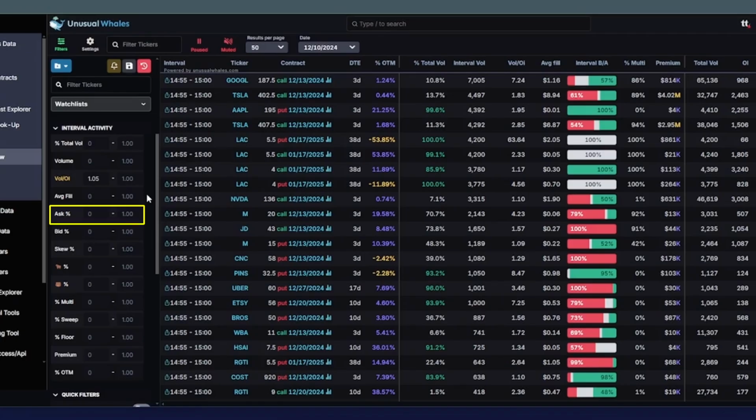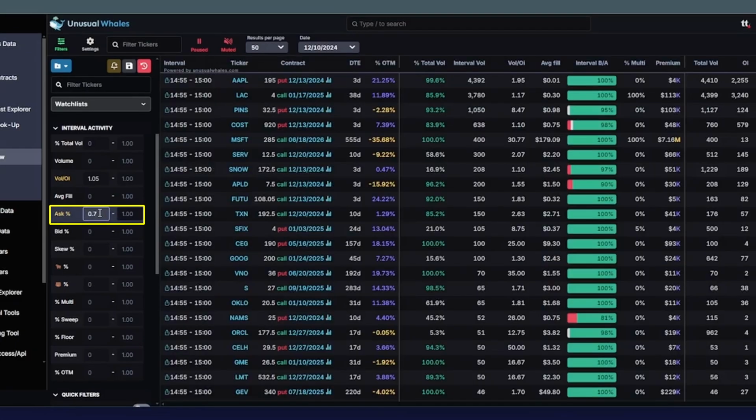Ask percent dictates what percentage of the interval transactions filled at or near the ask price. Since this filter is targeting ask side to open transactions, I want a good portion of those transactions to fill around that ask price. I'm going to set this to 0.7, which will represent a minimum of 70% of all transactions within that interval filling at or near the ask.